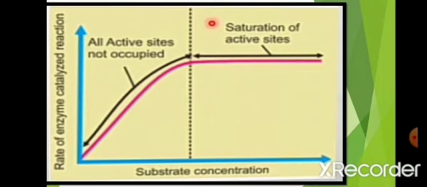Look at the graph. On the y-axis, we have to show substrate concentration, and on the x-axis, we have to show rate of enzyme catalyzed reaction. Increasing substrate concentration also increases the rate of reaction to a certain point. Once all the enzymes have bound, any increase in substrate concentration will have no effect on the rate of reaction, as the available enzymes will be saturated and working at their maximum rate.